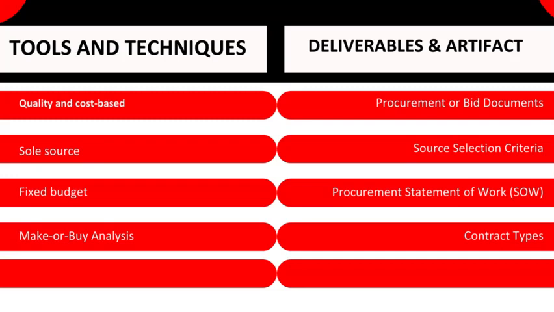Metrics for contract management. The procurement strategy should identify the metrics that will be used to manage the procurement process and ensure that the project's procurement needs are being met.